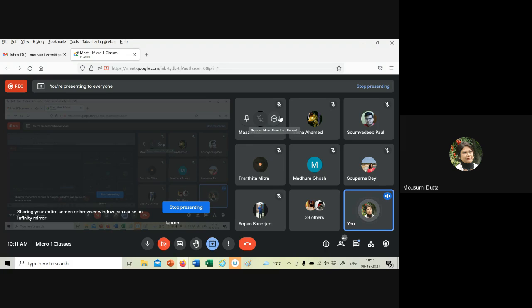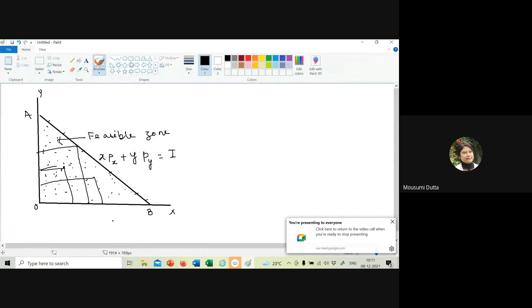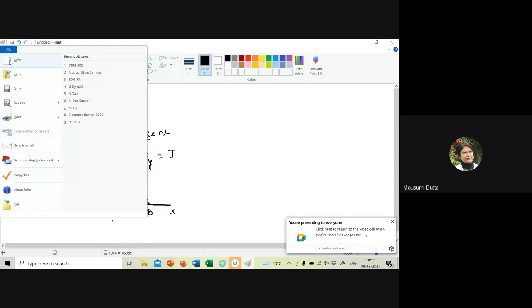So now we are going towards the optimum solution. Given a budget line and given an objective function, how to derive an optimum solution. And this will be considered as consumer's equilibrium. So let's try to understand the matter first graphically.